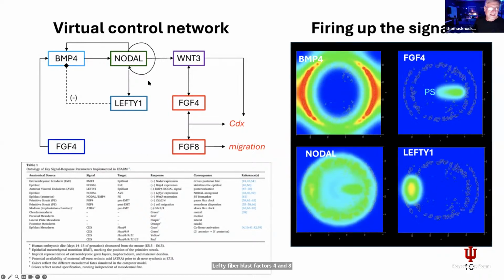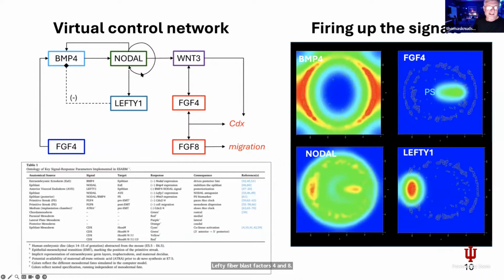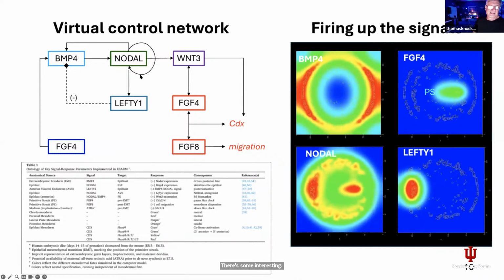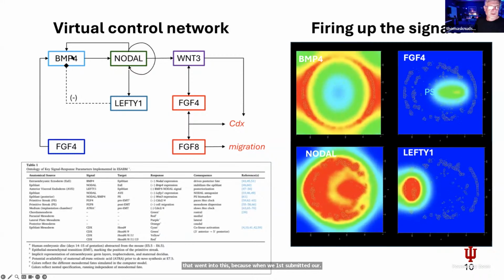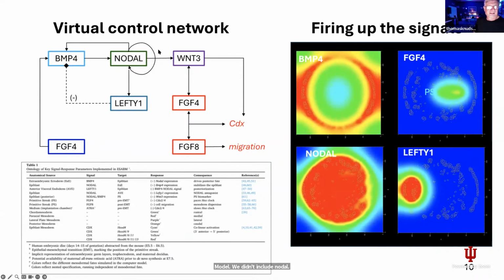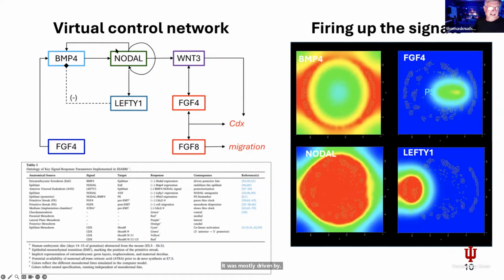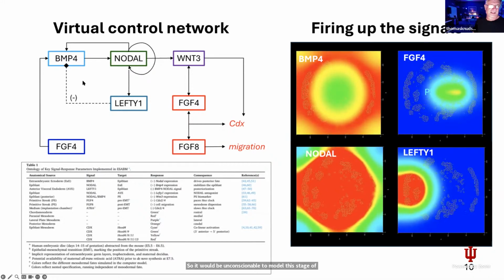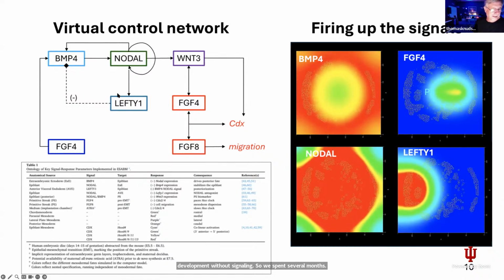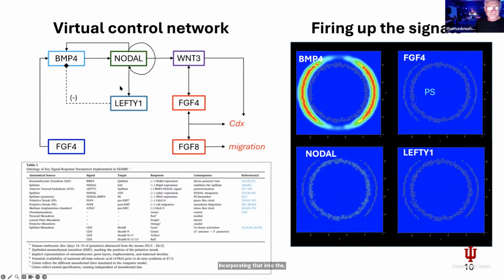There's some interesting sociology that went into this, because when we first submitted our model, we didn't include nodal. It was mostly driven by these other factors. And one reviewer, who I think is the sort of inventor of nodal, said it would be unconscionable to model this stage of development without nodal signaling. So we spent several months incorporating that into the model. And it was really very well worth doing.